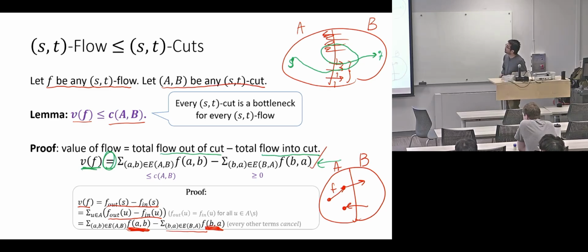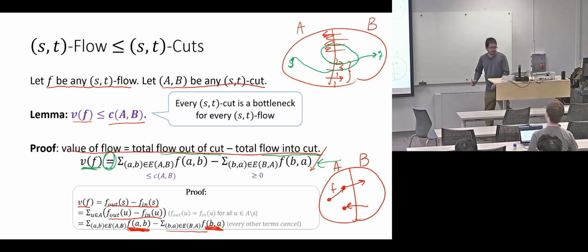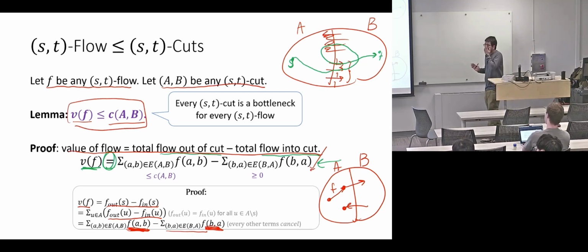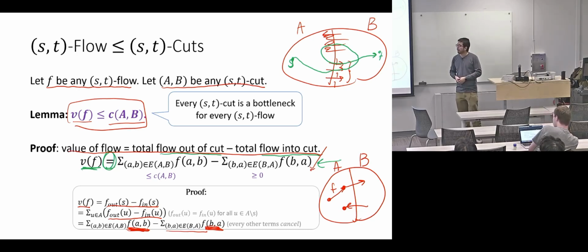All right. Anyway, this is a nice, useful thing that you should know. The value of the flow is just the total flow going out of the cut minus the total flow into the cut, for any cut, for any ST cut. Keep this in mind. Any ST cut upper bounds the value of the flow. Okay. So now with this, we are ready to prove that Ford-Fulkerson gives the maximum.